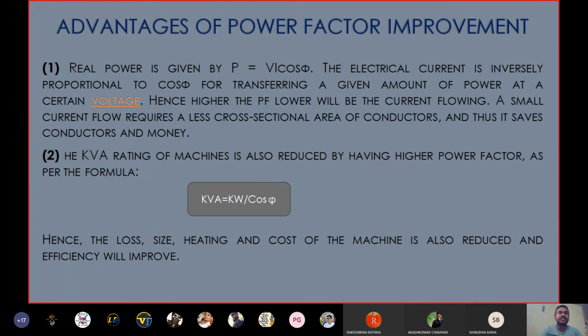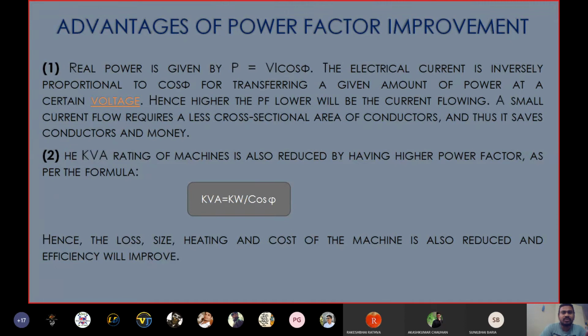Now the advantages of power factor improvement. The disadvantages are for low power factor. When power factor is low, we get these disadvantages, so we have to improve the power factor. If we improve the power factor, which advantages do we get?